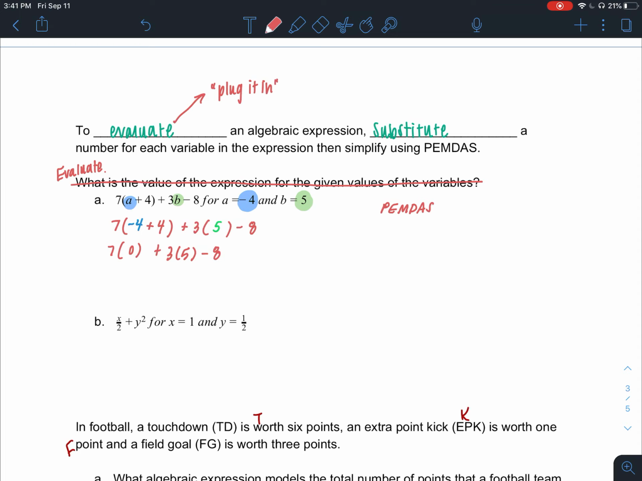Next, exponents, we don't have any. Next, multiplication. I have 2 multiplications. I have 7 times 0, and I have 3 times 5, which is 15. Finally, addition and subtraction from left to right. So I have addition right here, 0 plus 15 is 15, and 15 minus 8 is 7. So 7 is my final answer.